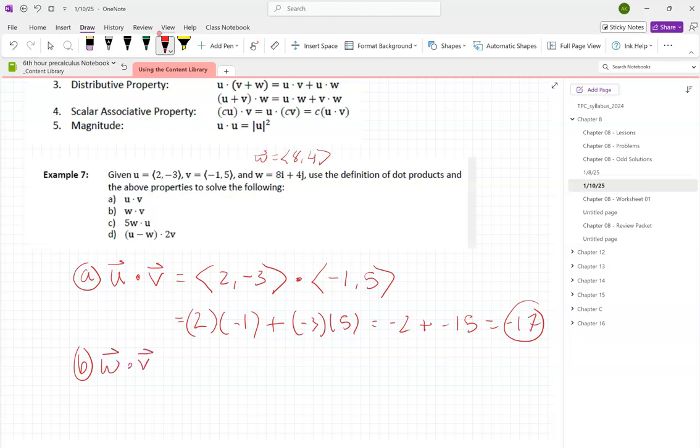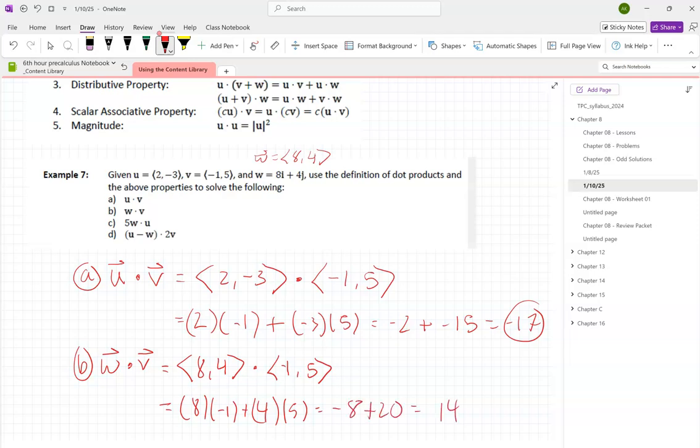The next one is w dot v. I'm going to do that the same way. So I'll recopy down my vectors for w and for v. My formula for dot product is the product of the x components plus the product of the y components. So the result is just the number 14.